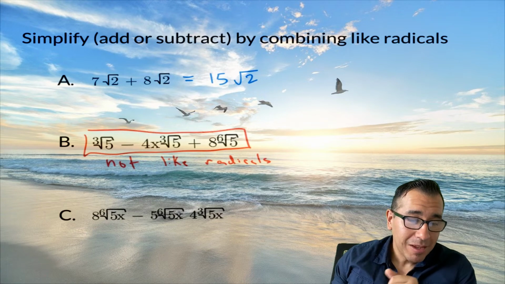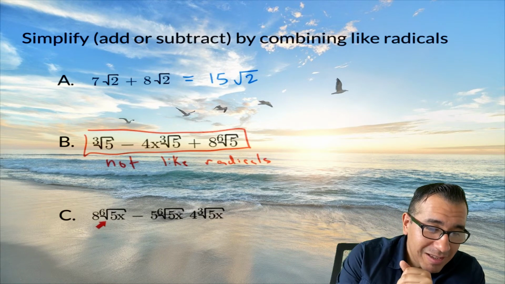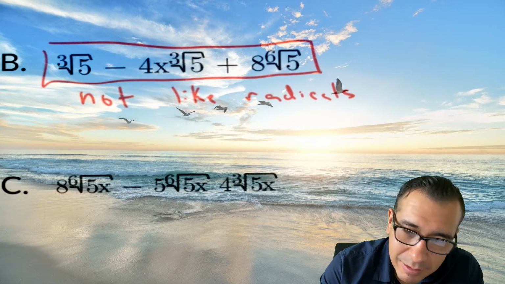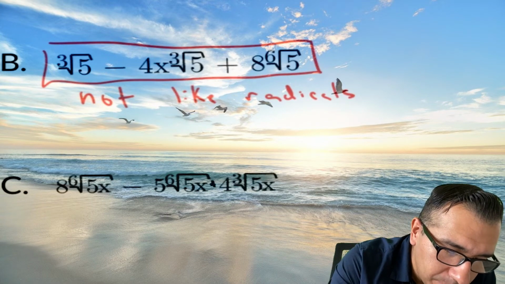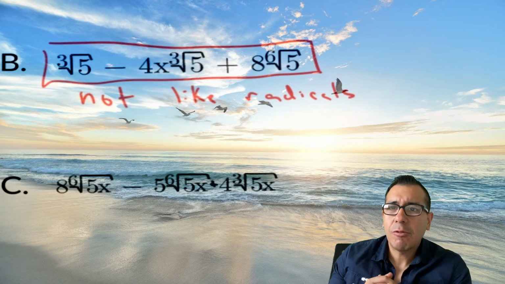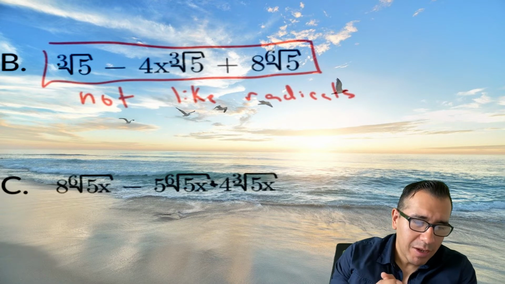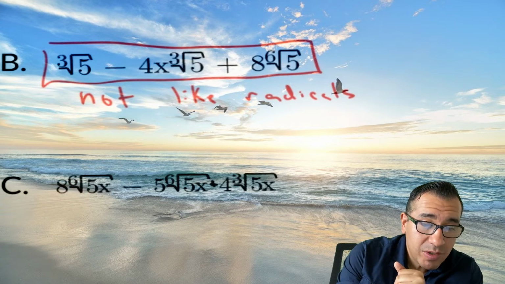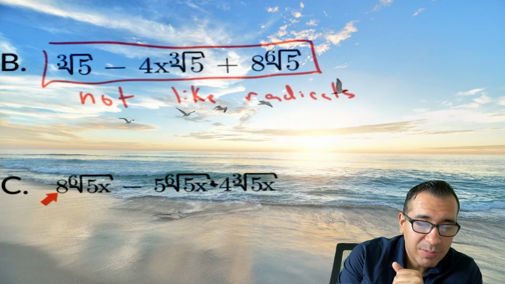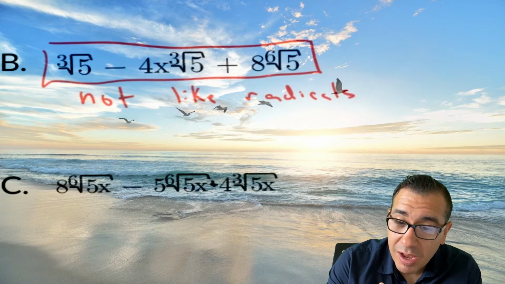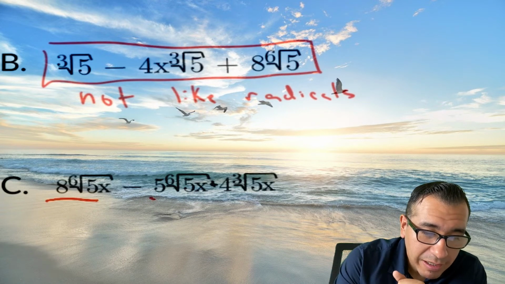All right, let's look at this piece right here. Let's put a plus, and add the last piece. Let's look at these pieces here. I have the 6th root of 5x, and I have a 5 on the outside, an 8 on the outside, and a 5 here. So these are like radicals. I'm going to be able to work with these, so let me underline them.